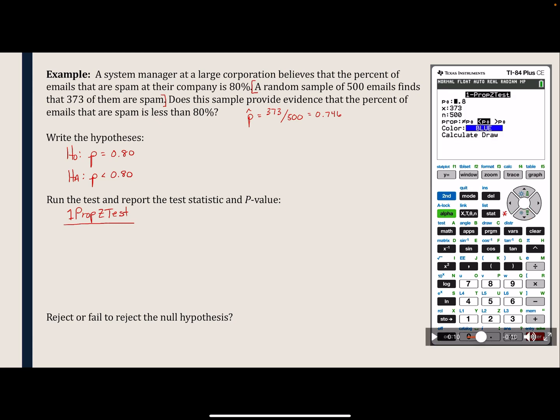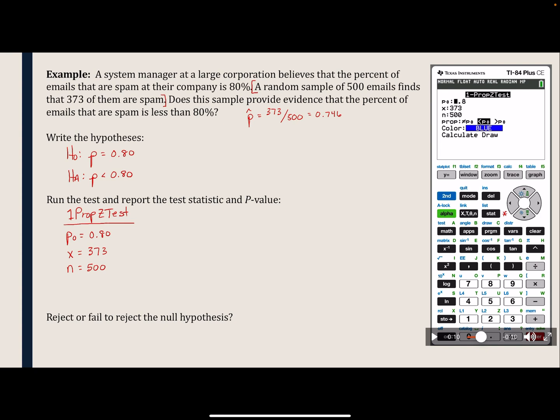Right here, the first entry is the p sub 0. This is saying what is the proportion that is in your null hypothesis. Remember, any sub-zero is referring to the null hypothesis. The null hypothesis value is 0.8. Then it's asking for the sample. And this is the same x over n that was in the intervals. So this is 373 over 500.